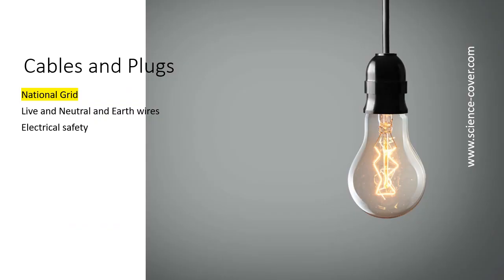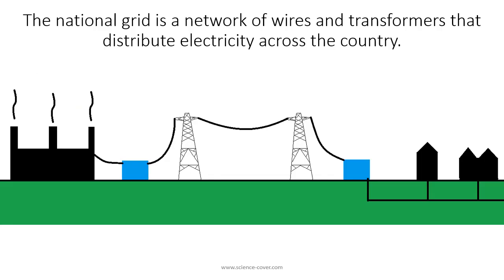Let's first look at the national grid. The national grid is a network of wires and transformers that distribute electricity across the country. Electricity is produced in power stations and will have a voltage of around 25,000 volts. If we send this voltage of electricity out to the country, we'll have quite a large current, which will mean that we'll produce a heating effect in the wires, and that'll lose a lot of the energy that we're trying to send. So to distribute the electricity, we need to raise the voltage and lower the current.